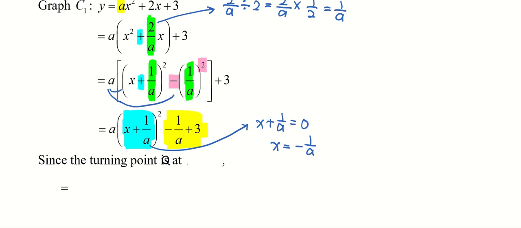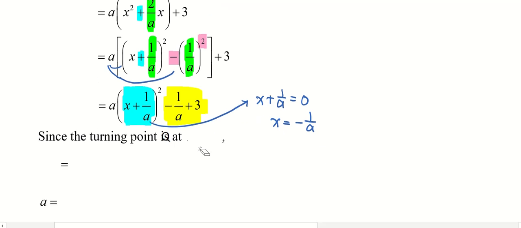Okay, so from there, since the question gives the x coordinate as -3, I'm going to equate both of them. I solve for a and get 1/3. Okay, so I'm going to pause here for a while.